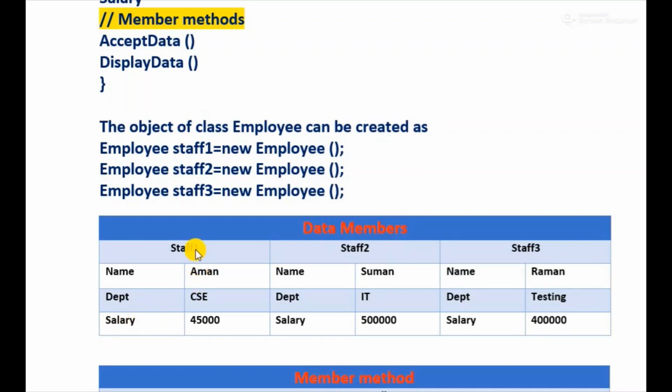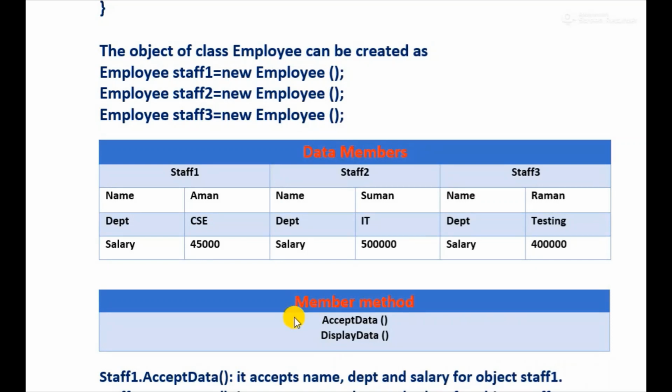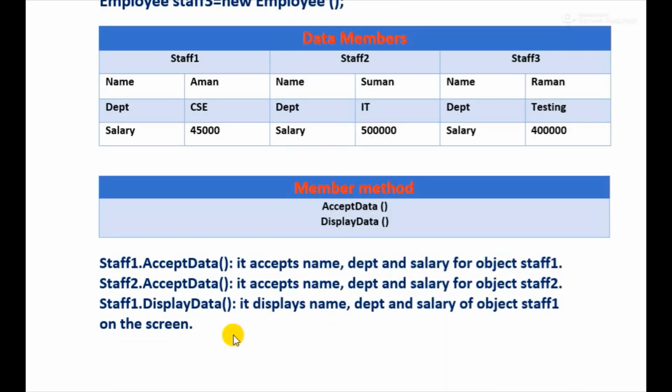For example, for object staff1 the name is Aman, for object staff2 the name is Suman, for object staff3 the name is Raman, and so on. So each object contains different data values for name, department and salary. These objects can also use the member methods declared within the class, which are accept data and display data. Just observe some of the functions that can be carried out on different objects. staff1.acceptData means it accepts name, department and salary for object staff1.